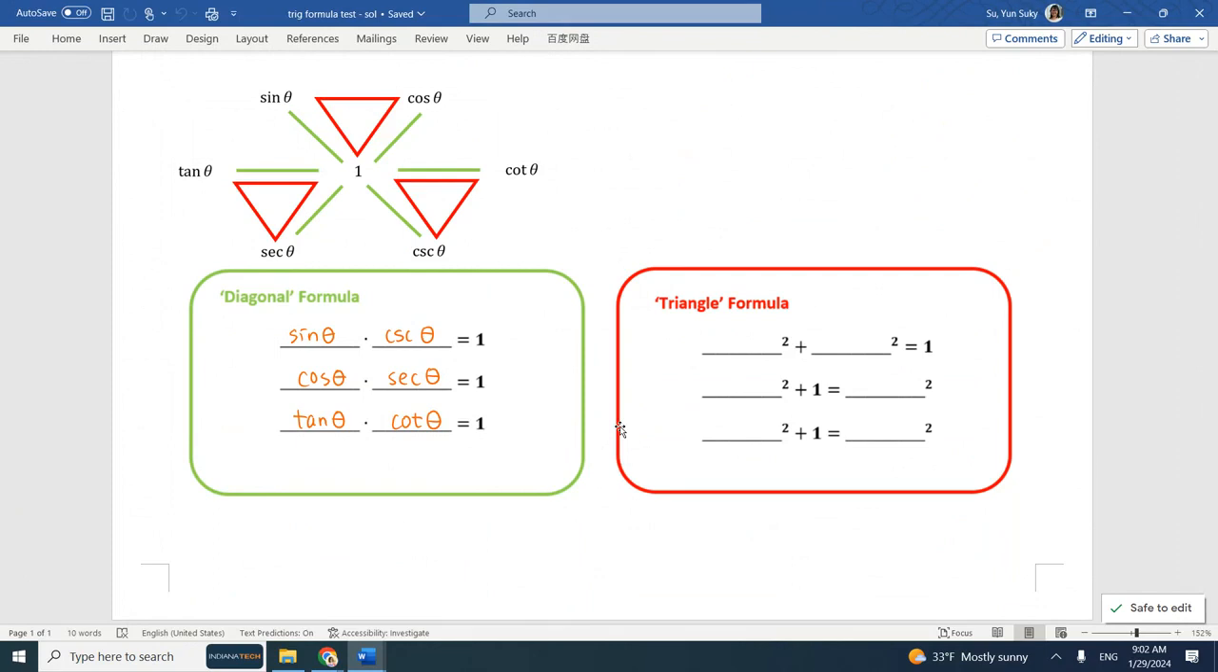And there are 3 diagonals. The product of the 2 ends equals the middle one. So sine theta times cosecant theta is 1, right? Cosine theta times secant theta is 1. Tangent theta times cotangent theta equals 1. Right, everybody? So then you know the reciprocal identity.